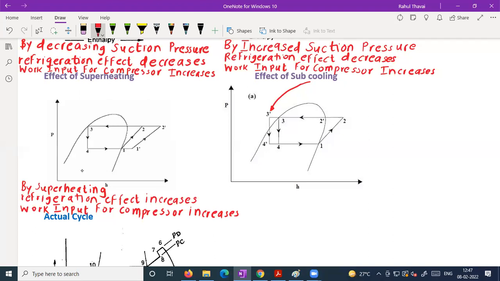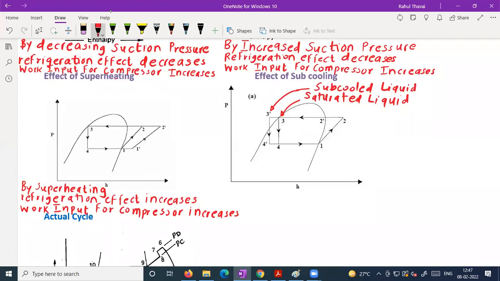When you talk about point number 3, at point number 3 we have saturated liquid. So instead of condensing only to the saturated liquid, we will condense it to subcooled liquid. If you want, I will write it down in detail. At point number 3 dash, it's a subcooled liquid.